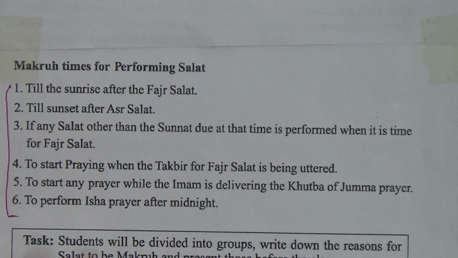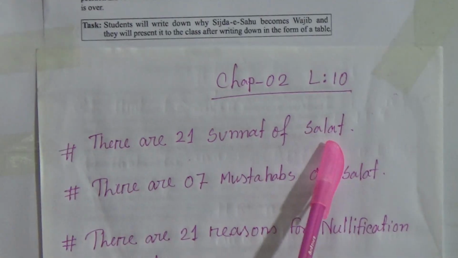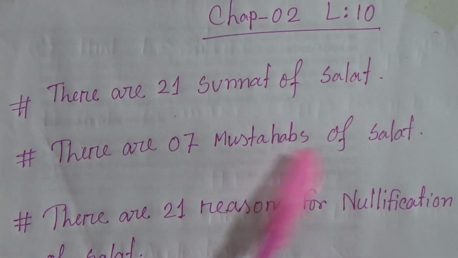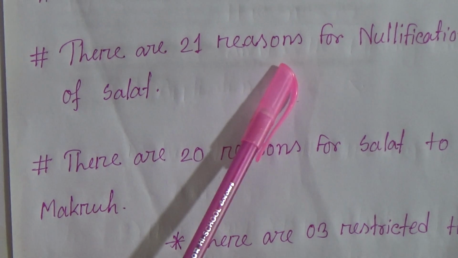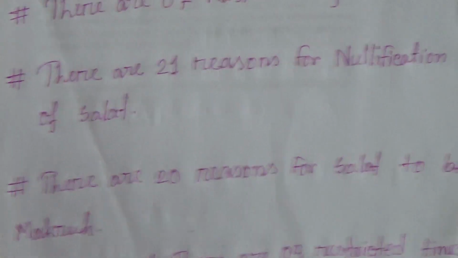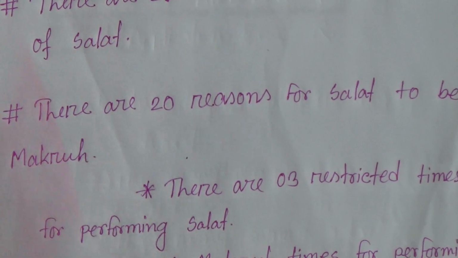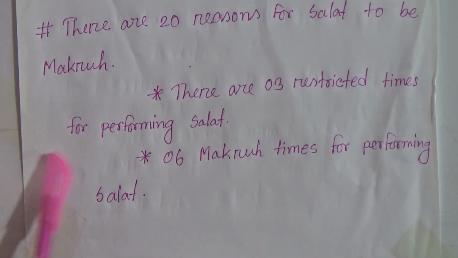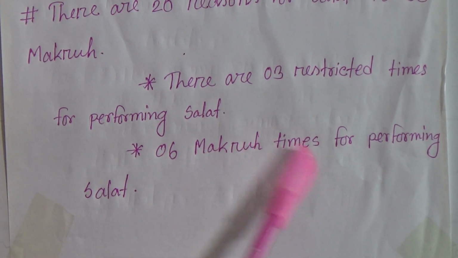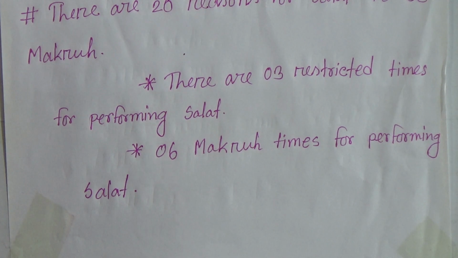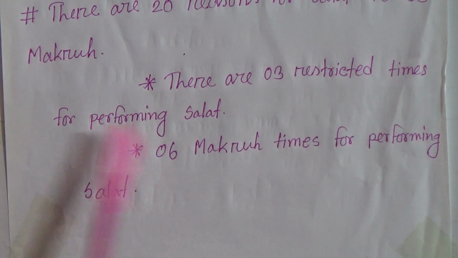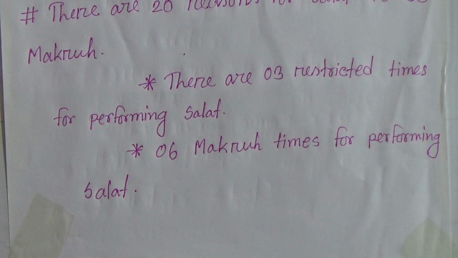Now, lesson 10, chapter 2, we have done all these things. You can see it at a glance. There are 21 sunnat of salat and 7 mustahab of salat. There are 21 reasons for nullification of salat, and the last one, there are 20 reasons for salat to be makruh. Besides all these, there are prayer times: 3 restricted times for performing salat, and 6 makruh times. The 6 makruh times are here, and the 3 restricted times you can see from here. I have said it also.